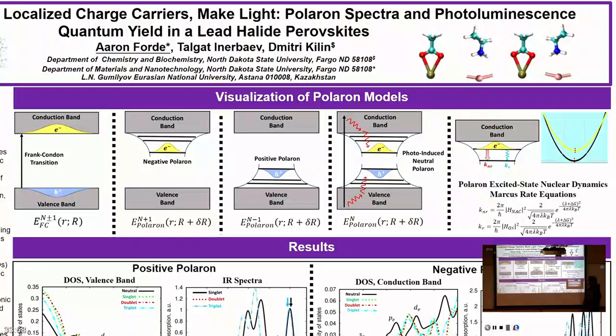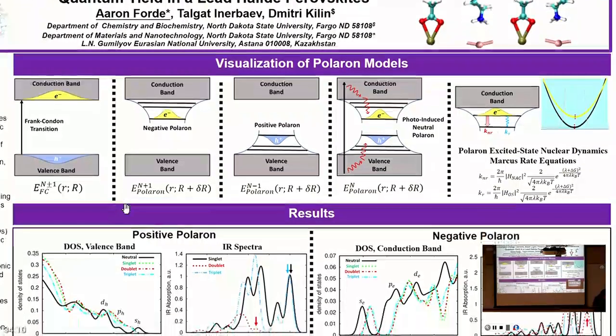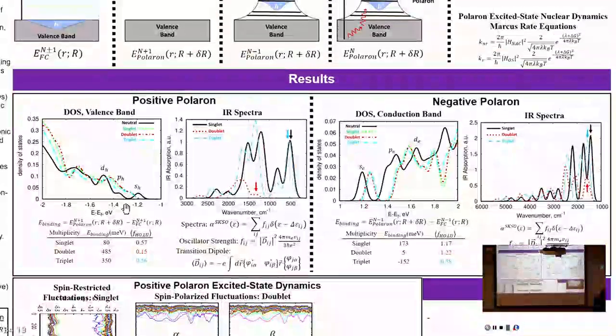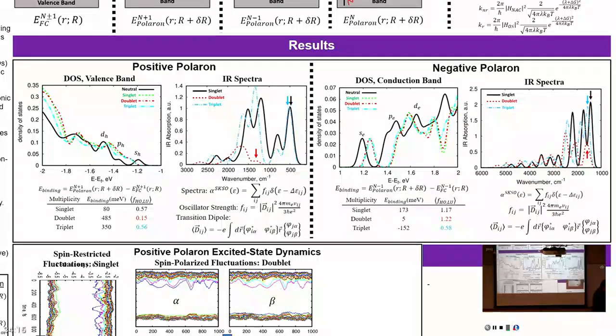And so, like I said, these last two models are things we want to do in the future. We don't have enough data to fully present on them yet. So for the rest of this talk, we'll be focusing on the negative and the positive polarons. The first set of results is focusing on just the ground polaron bound state. For both of them, I can show density of states for the valence band, because that's where the positive polaron is going to be.